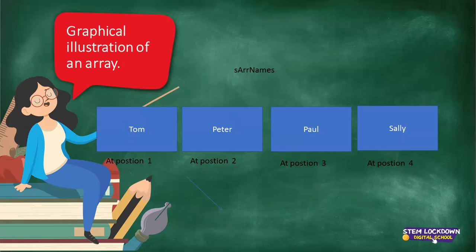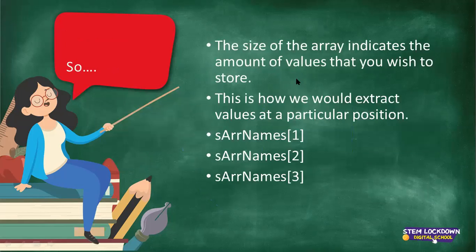Now remember, in grade 10, you learned that a variable is basically a container used to store information. So therefore an array will have multiple containers. Can we see that we have multiple positions to store values in the array? So again, that's really simple. Now, the size of the array indicates the amount of values that you wish to store.